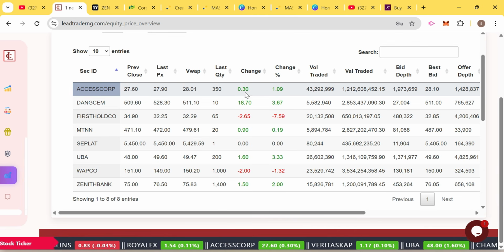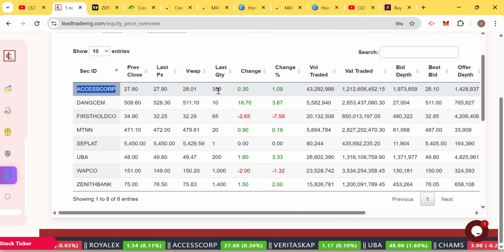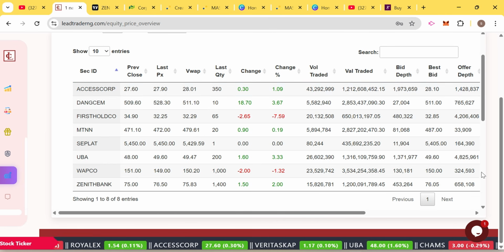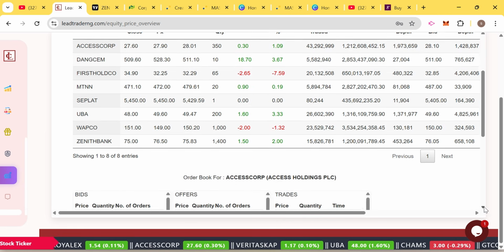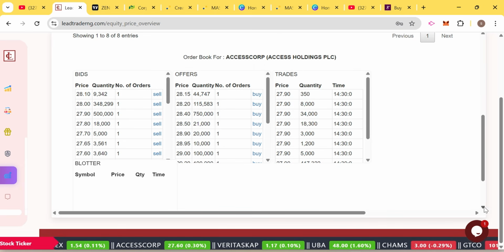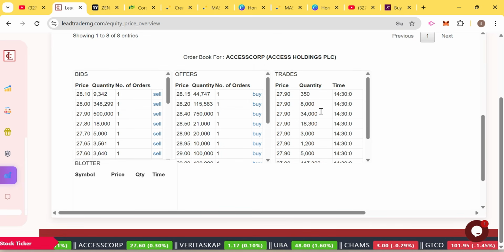Then if you click on it, you will now see details of the shares. Let's tap on it and see. Okay. You see details of the shares. I don't know if this will do that work. Oh, excellent. So these are the details of the shares. You see offers, you see bid, and you see trade executed.